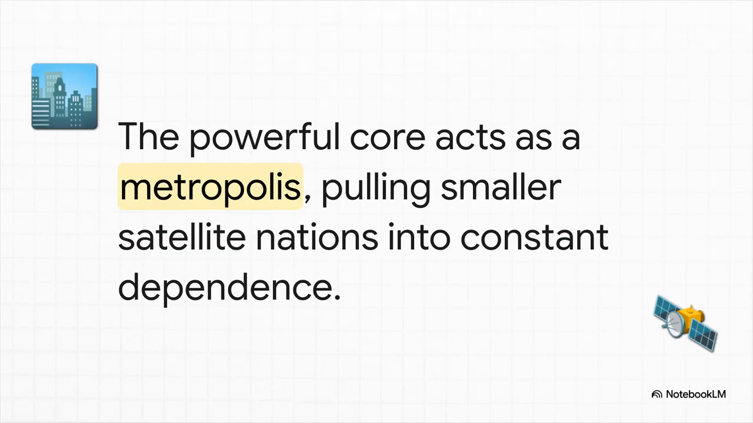The sociologist Andre Gunder Frank actually compared this setup to a giant solar system. He said the powerful metropolis, or core state, acts like a sun, using its immense economic gravity to pull in and sometimes exploit the smaller satellite nations in its orbit. So the wealth just naturally flows toward the center, which traps the periphery in a constant state of dependence.